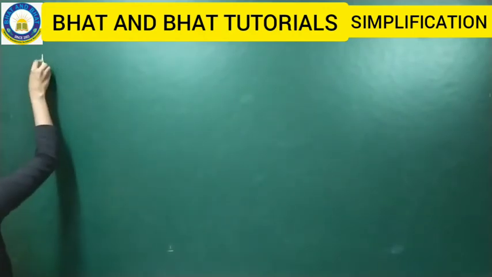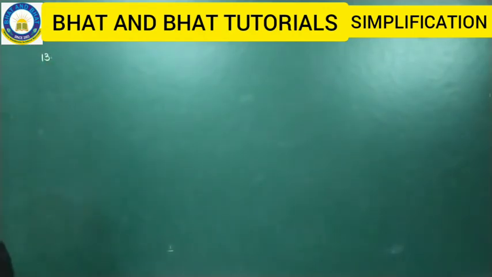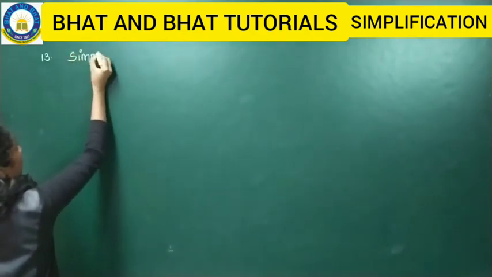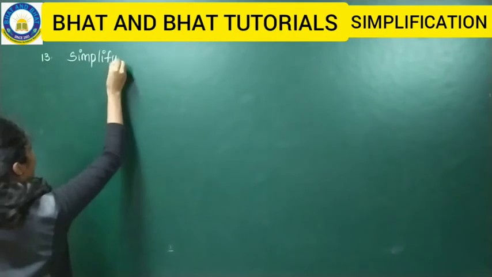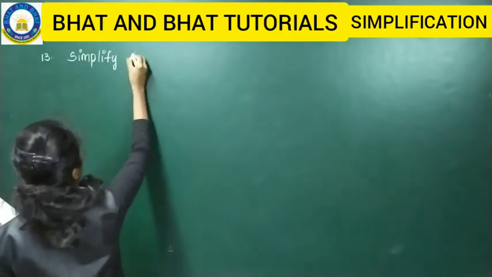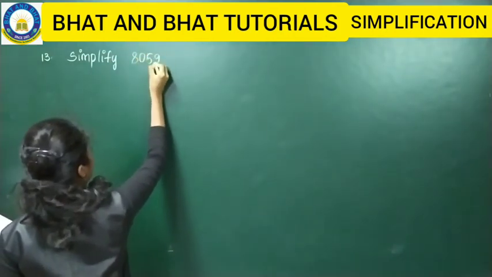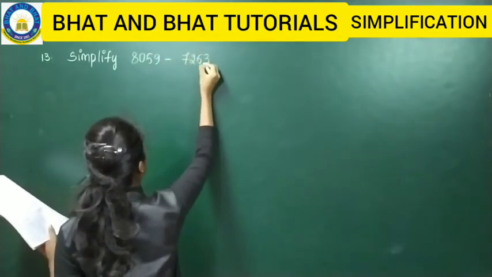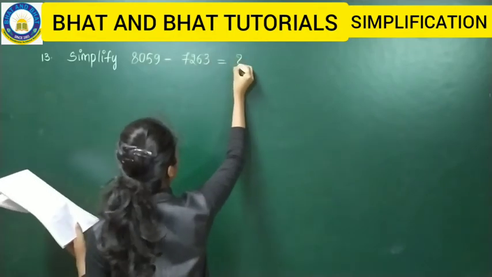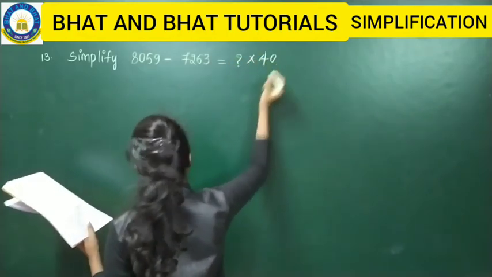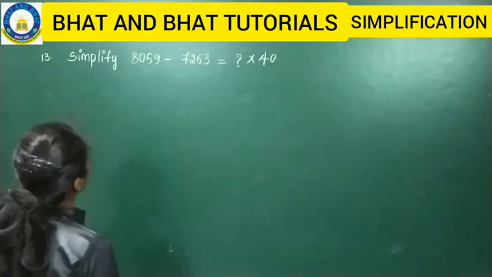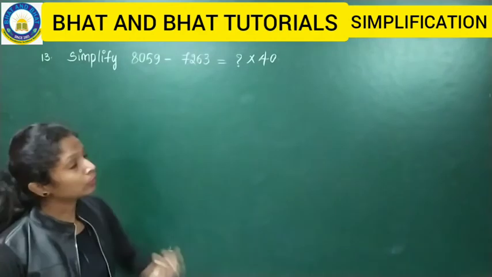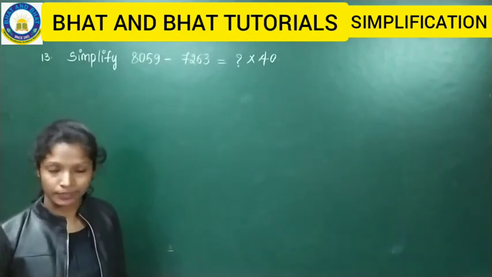That is problem number 13. See, you can copy it later. Listen to me. Simplify 8059 minus 7263 is equal to question mark into 40. So this is your question, where you have to simplify the expression and find the value which is there in the place of question mark.